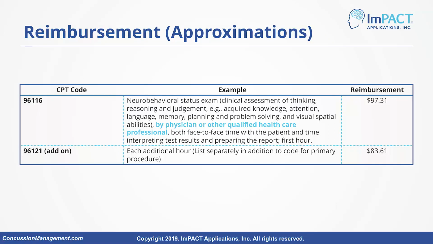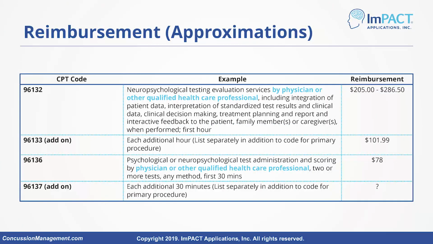In terms of approximate reimbursements, and these are broad ranges because you're dealing with insurers, private versus public, and different geographic regions, etc. 96116, we're seeing about $97, 97.31. The 96121 add-on is an additional $83.61. 96132, anywhere from the low 200s to 286.50. 96133 is 101, and 96136 is 78, with the add-on half hours at about the same.